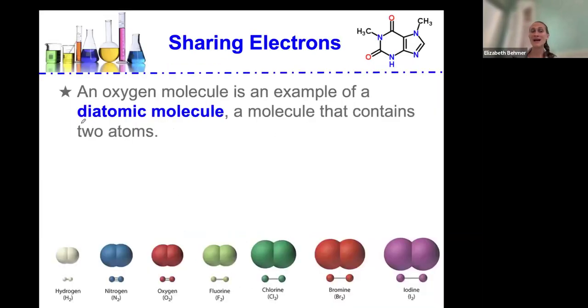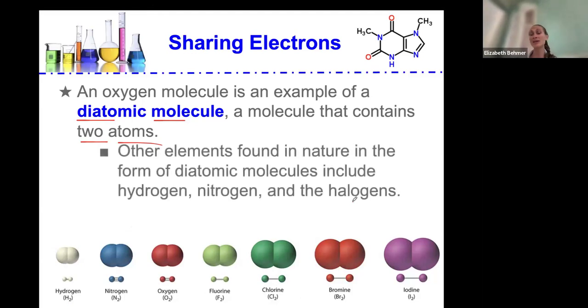An oxygen molecule is an example of a diatomic molecule. Di means two, so this is a molecule that contains two atoms. And you can see other examples of diatomic molecules here. We have hydrogen, nitrogen, oxygen, fluorine, chlorine, bromine, and iodine. These are diatomic molecules, a molecule that contains two atoms. Other elements found in nature in the form of diatomic molecules are examples that are shown there as well.